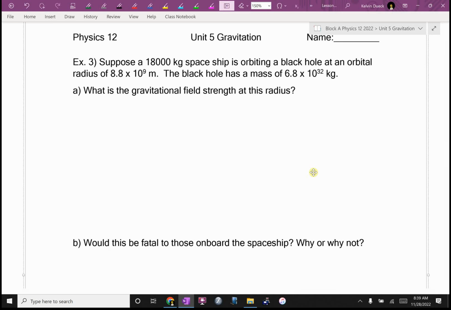Suppose an 18,000 kilogram spaceship is orbiting a black hole. The fact that it's in orbit, if I need to, I can say gravity is what's pulling me in a circle. At an orbital radius of 8.8 times 10 to the 9th meters, the black hole has a mass of 6.8 times 10 to the 32. Alex, what's part A asking me to find?